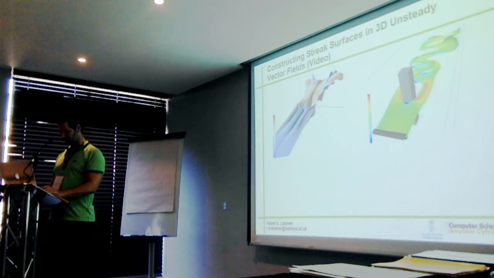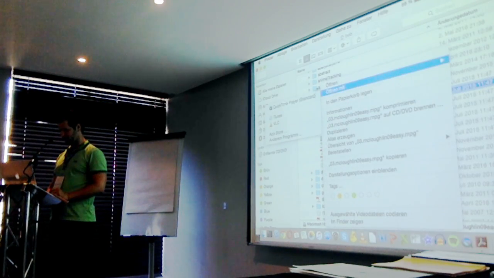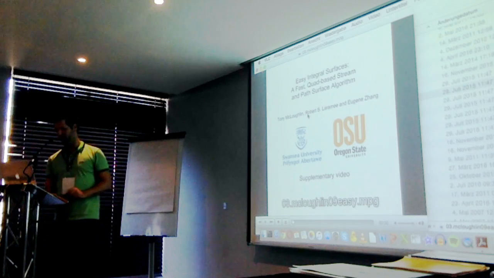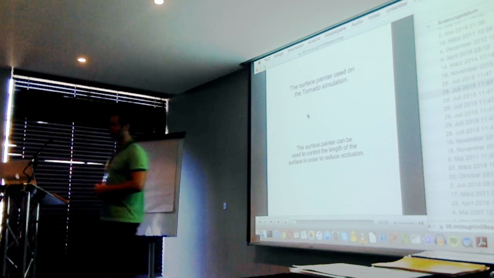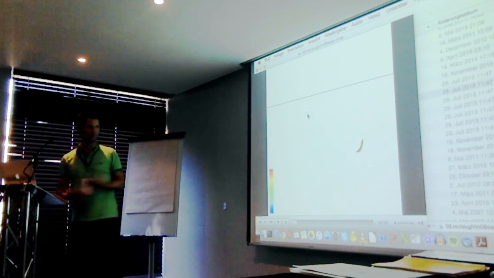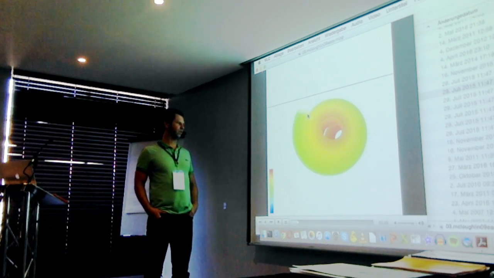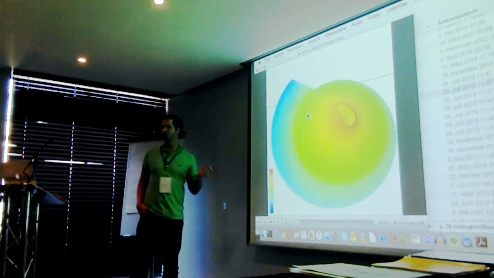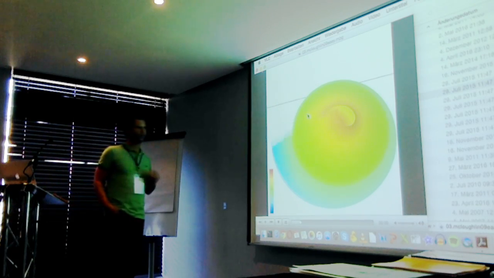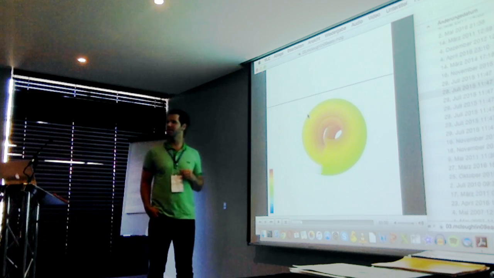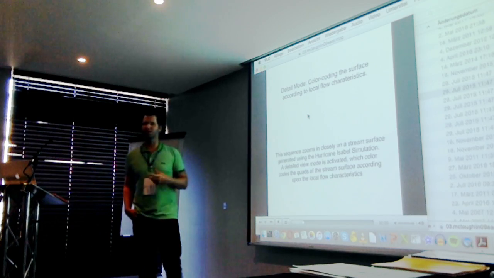So let's see what the stream surfaces look like when they're being used to visualize flow. We worked on an algorithm that tried to simplify the construction of stream surfaces so it wouldn't be as complicated as it usually is. So this is a surface that's everywhere tangent to the flow. And that's the user interactively adjusting the integration time of the surface, or the length of the surface from the beginning to the end. And this is a helical flow. Also, it's a simulation of a tornado.